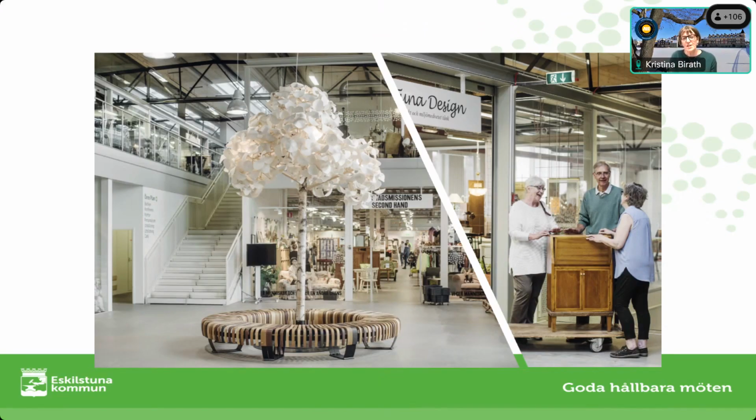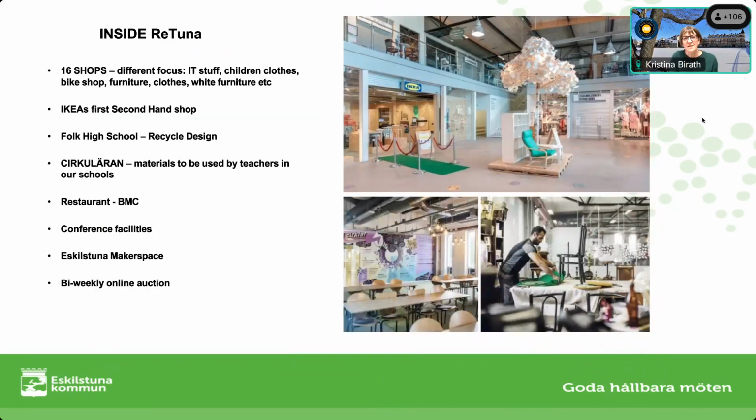So when you come in, you see this beautiful tree, and then you have 2 floors with shops. So we can take the next picture. Inside Retuna, we have 16 shops with different focuses. One focuses on IT. We have children's clothes, a bike shop, furniture, clothes. One shop is focusing on white things, so they have white furniture and everything white. People love it. I think that is one of the most popular shops, but that's their focus.